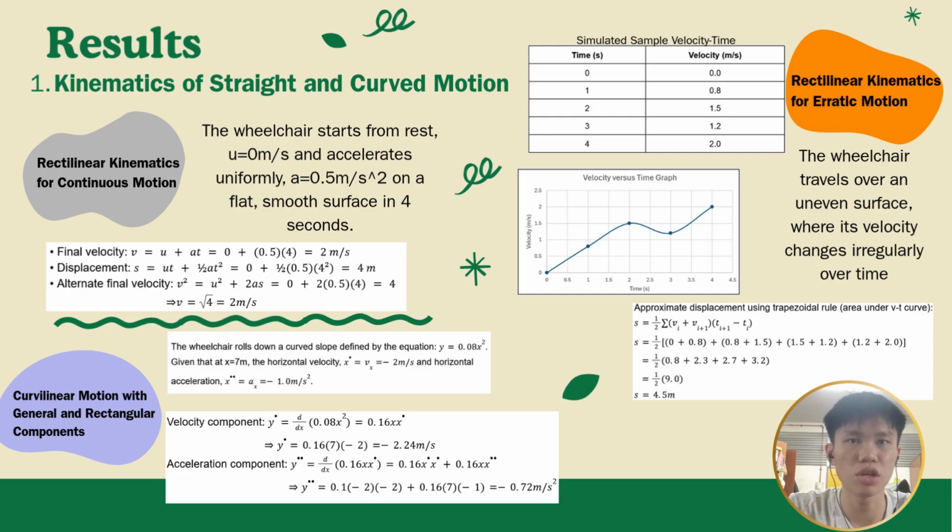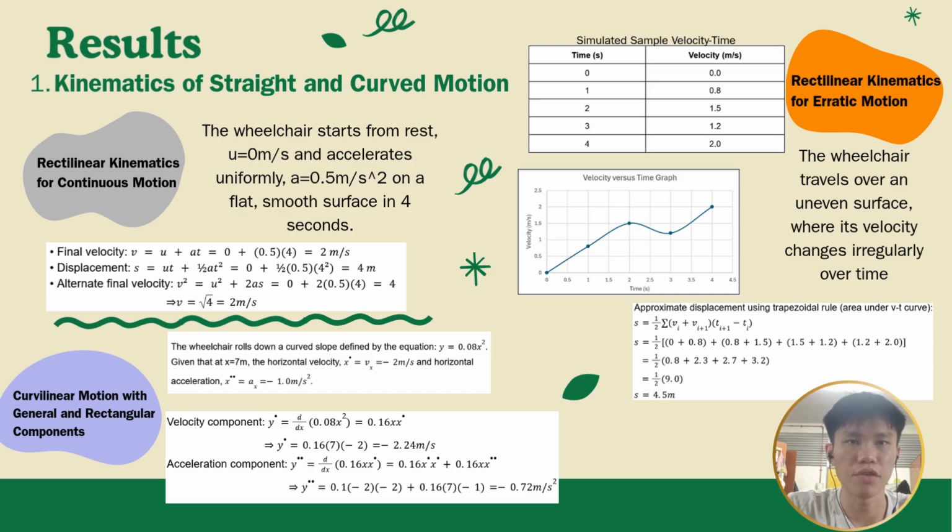For the curvilinear motion with general and rectangular components, the scenario we made is the wheelchair rolls down a curved slope defined by the equation y equals 0.08 x squared, and given that at x equals 7 meters, the horizontal velocity is equal to negative 2 meters per second, and the horizontal acceleration x is equal to minus 1.0 meter per second squared.